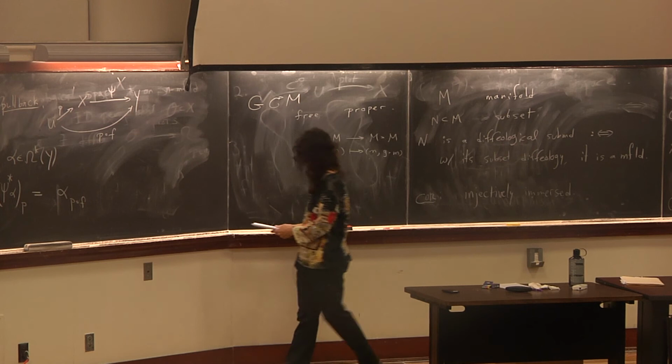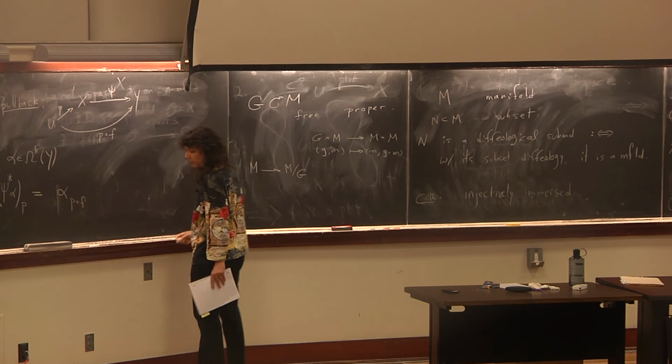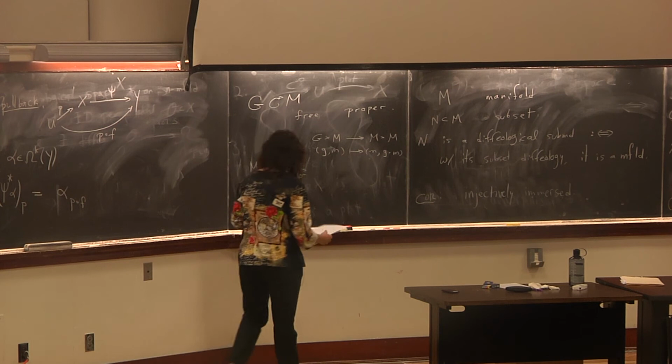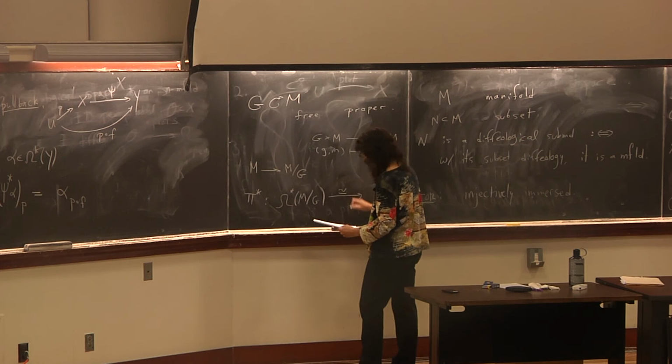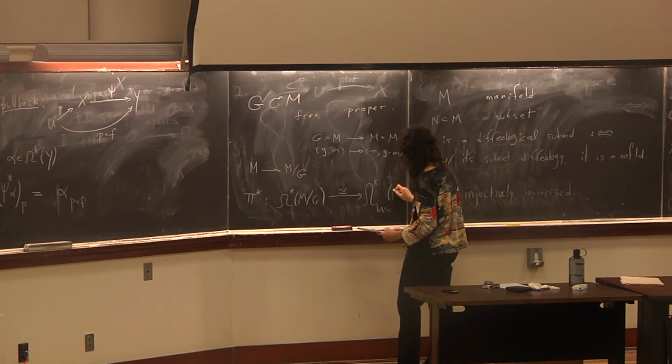If the action is free and proper, then M mod G is in fact a manifold. Well, what do we mean by it's a manifold? Well, okay, take the quotient diffeology. With that, it's a manifold. And then we can take the pullback map in the usual sense as maps between differential forms on manifolds. And the pullback map identifies the forms on the quotient with the basic forms upstairs. Again, ancient stuff, probably 1960s. Well, okay, old, I shouldn't say ancient.